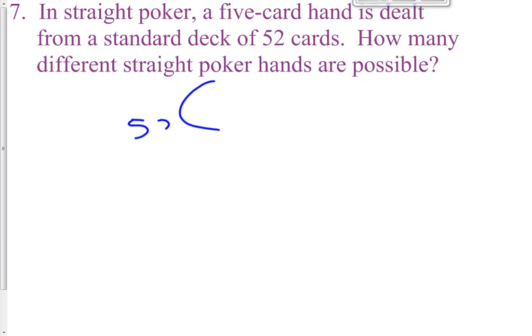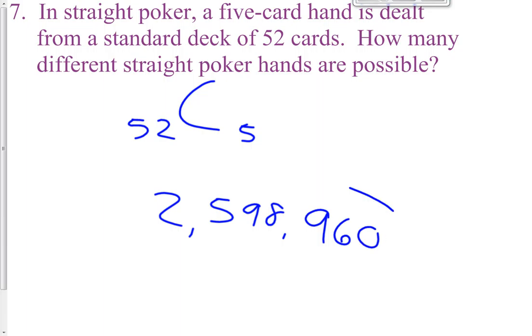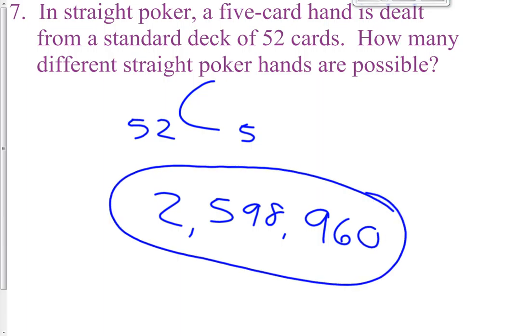There's 52 cards, and there are 5 of them that you're choosing. So how many different poker hands are possible? It's 52 combination 5. If you do 52 combination 5, it's 2,598,960. Once again, a lot of different possibilities.